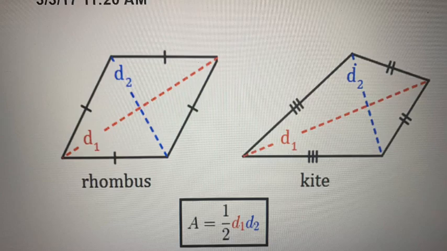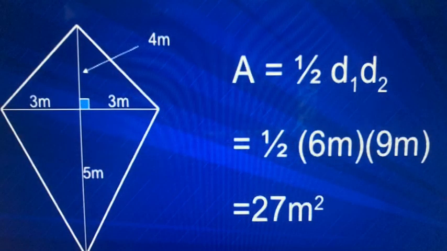Now let's look at this kite. We have all the information that we need. We notice that diameter sub 1 is going to be 3 meters plus 3 meters. Diameter sub 2 is going to be 4 meters plus 5 meters. So we are going to take half of 6 meters times 9 meters. It doesn't matter the order because the commutative property says it doesn't matter. And we end up getting 27 square meters.